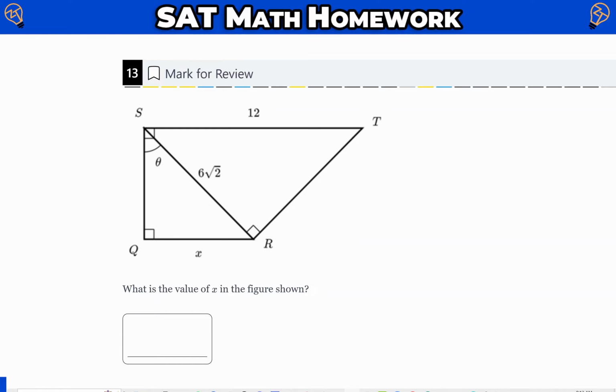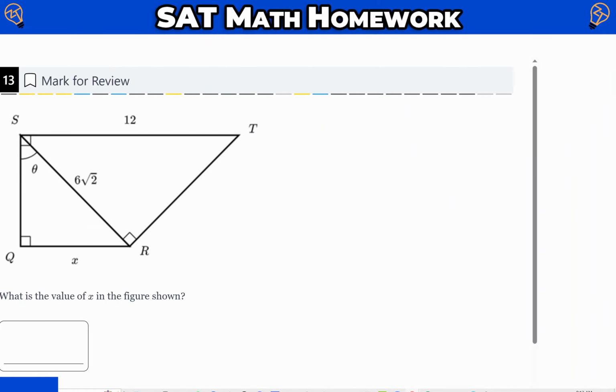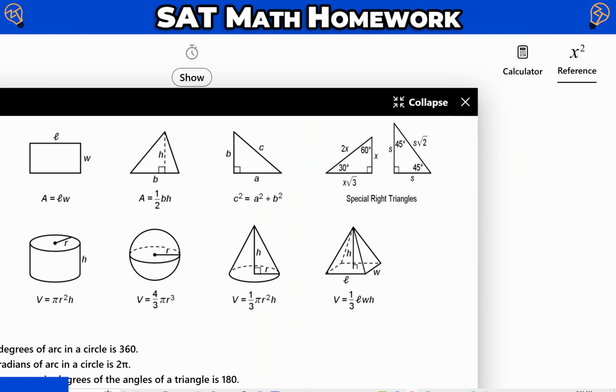In a question like this, it is advantageous to recognize that because you have a root 2, it very likely is a special right triangle. More specifically, let's go ahead and pull up our reference document, and we can see there's two types of special right triangles. Well, the one that has a root 2 is the 45, 45, 90, which they call S root 2. It could have been X root 2. They just didn't want to confuse us because these have X's in them.